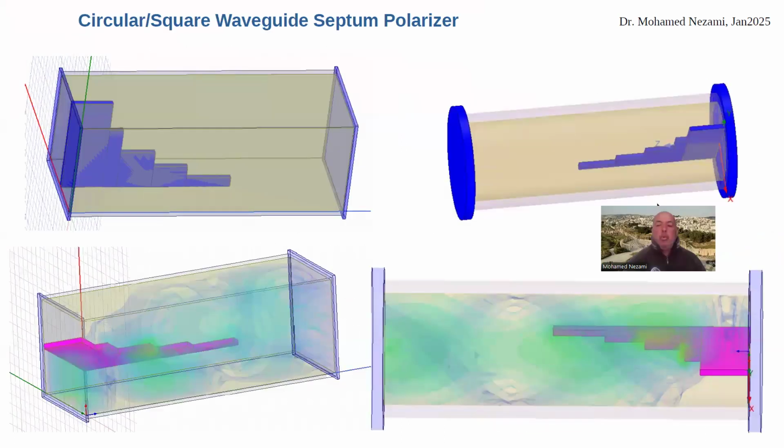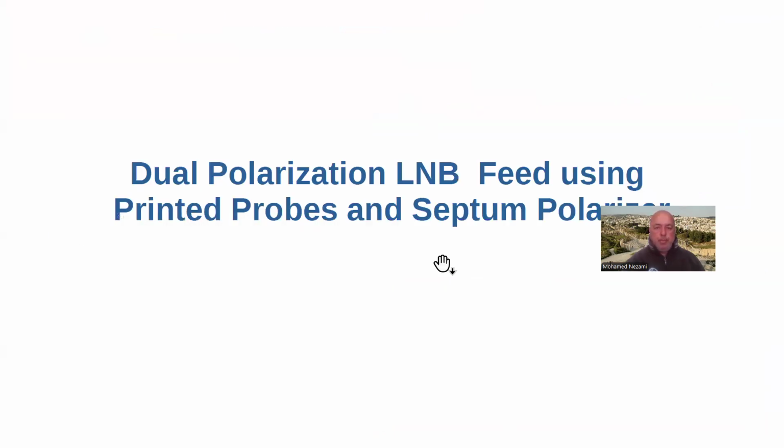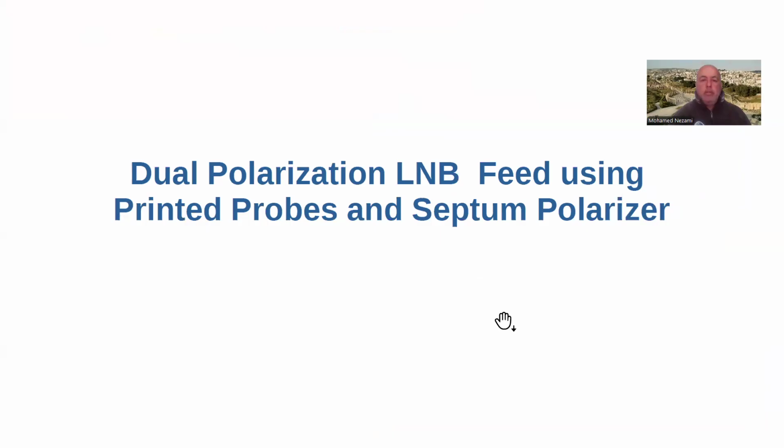So what I'm going to do in the next sessions is we're going to design both square and circular septum polarizers. And it's a very simple piece of metal work. So we will come to this. All right, so let's get started on the LNB feeds. The first feed mechanism that I want to look at.